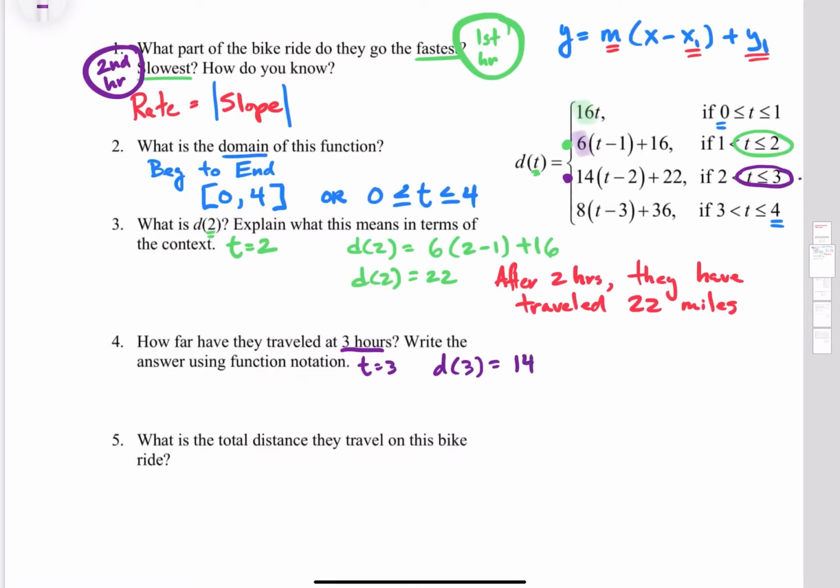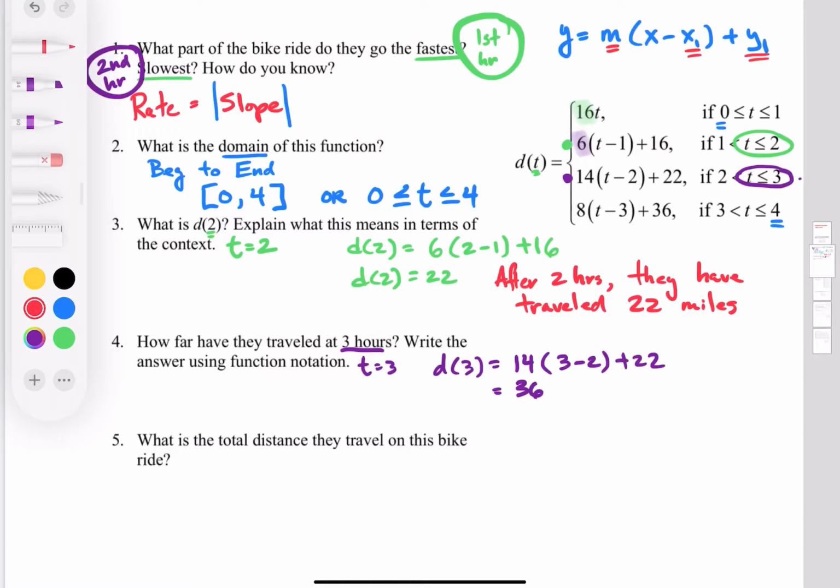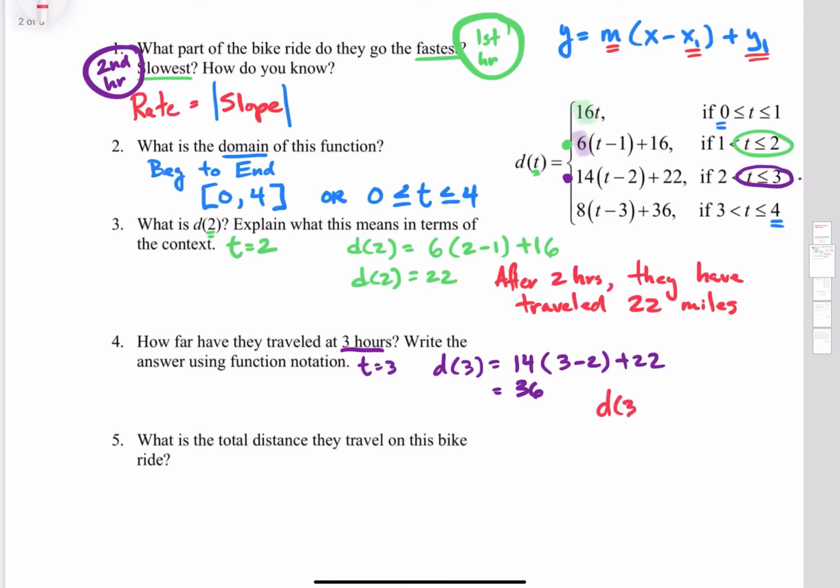So when I see a t, I'm going to substitute that with our 3. So that means 14 times (3 minus 2) plus 22. And 3 minus 2 is 1, and 14 times 1 is 14, and we add that to 22, and we get 36. So the function notation in this particular case is d of 3 is equal to 36. Now, what that means in the context of the problem is that in 3 hours, they traveled a total of 36 miles.